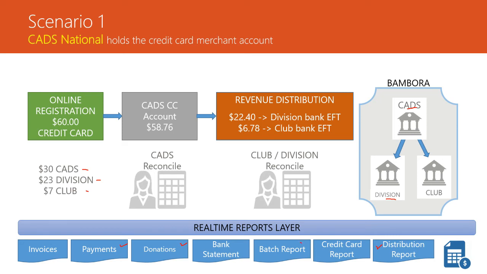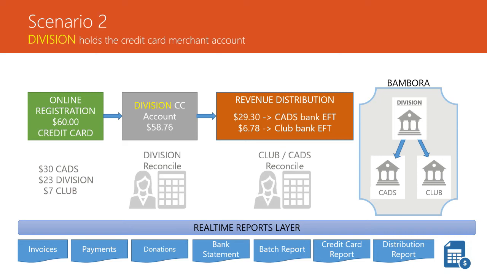And then you can run the batch report, and the batch report goes out to Bambora, and it says, so how are we doing in this batch? And then it gives you a blow by blow on whether it's completed and successful or not. So at any time you can go in and you can say, where's my money? So that's the first scenario where CADS holds the account.